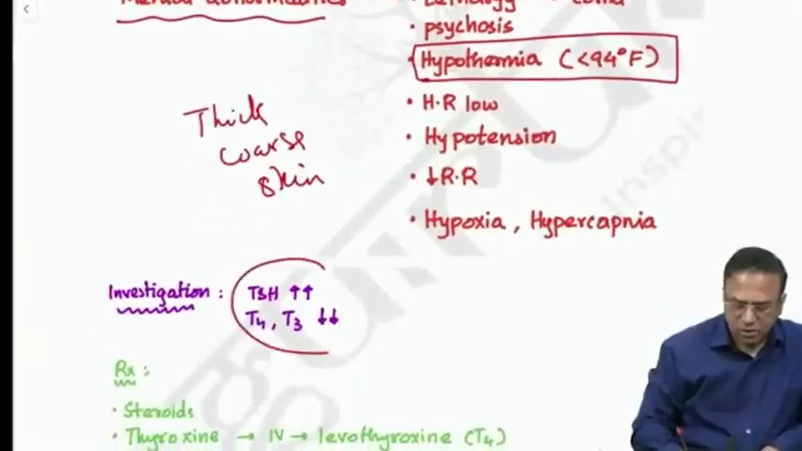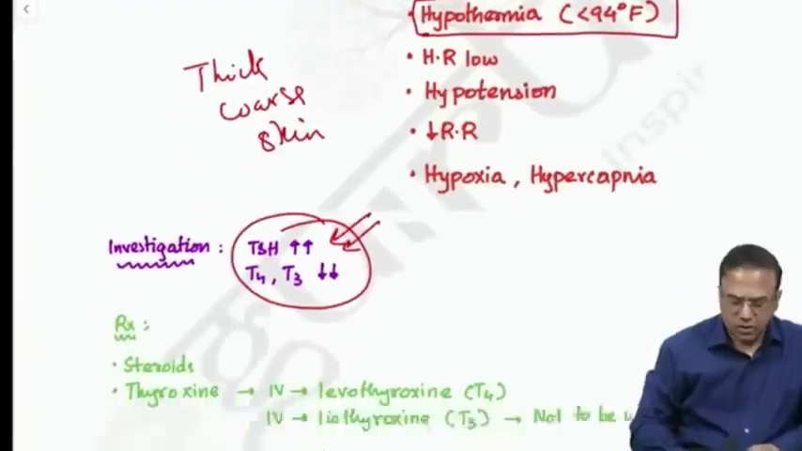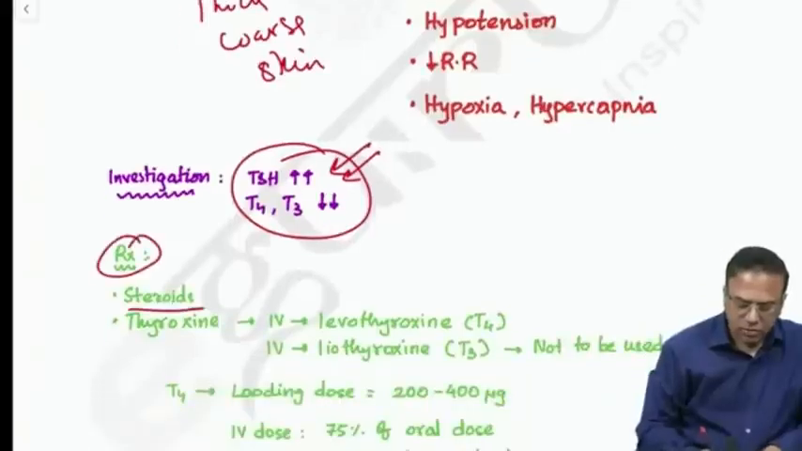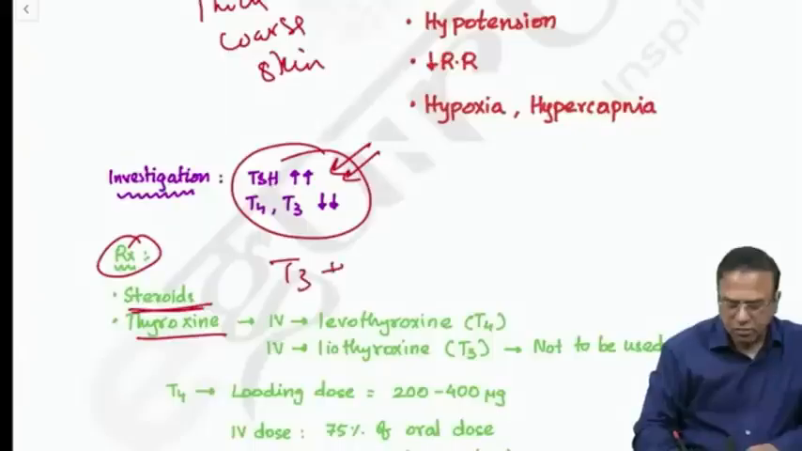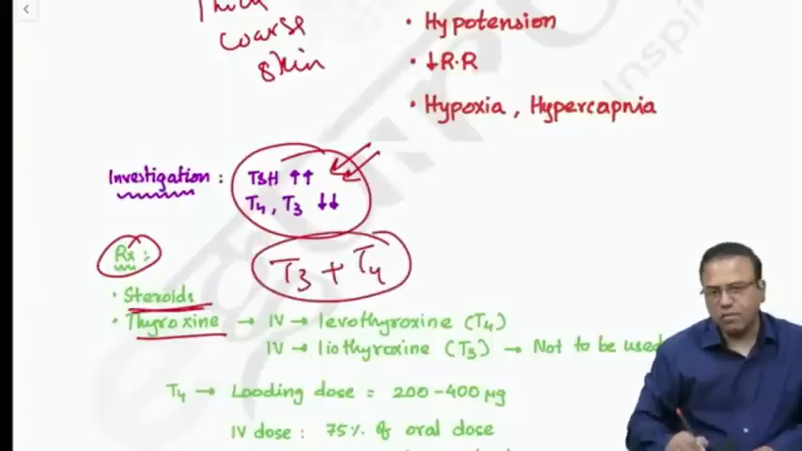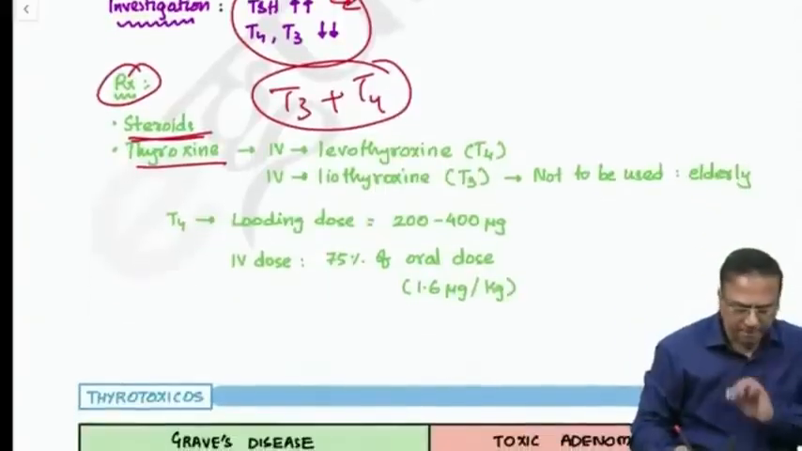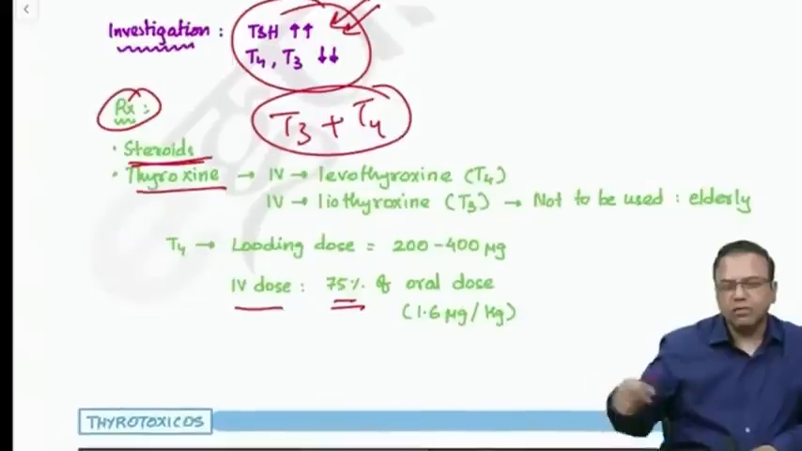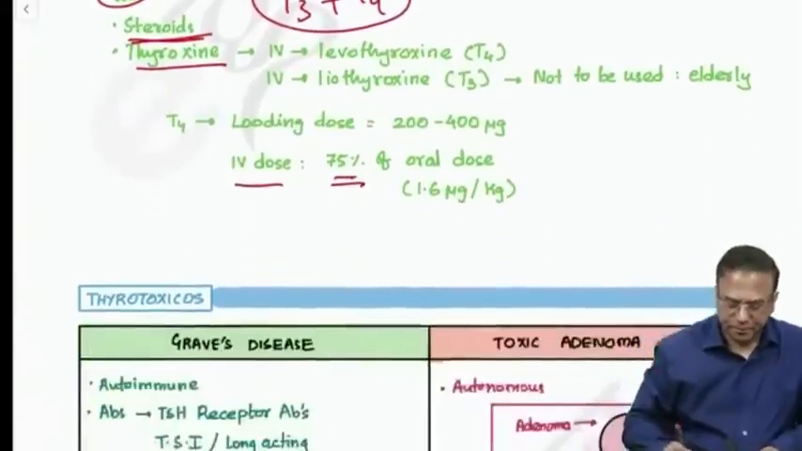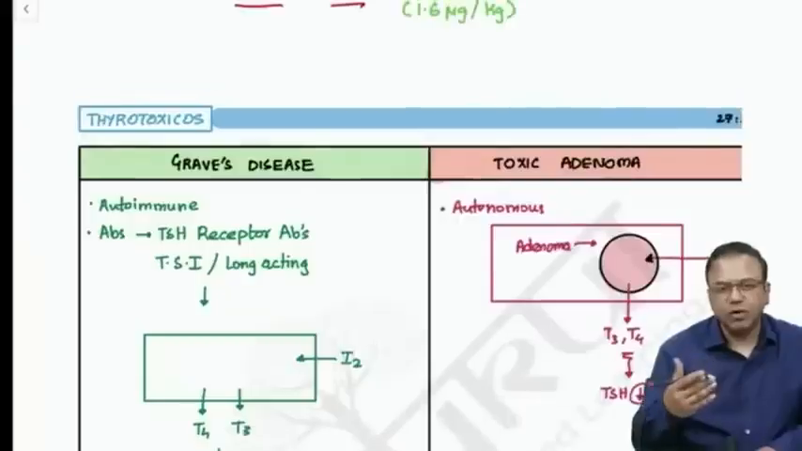But the main clue comes in the form of TSH. TSH levels are grossly increased over here. In the treatment, what you want to do is give steroids and thyroxine. This is the first time you will give a combination of T3 and T4. We give T3 also, we give T4 also. Both have to be given in this patient. Whatever oral dose you give, remember you give 75% of that when you're giving IV. Everything else in myxedema coma basically is supportive care.